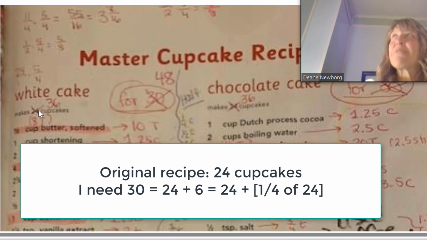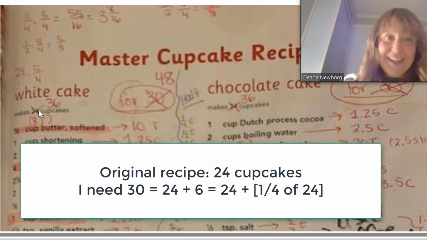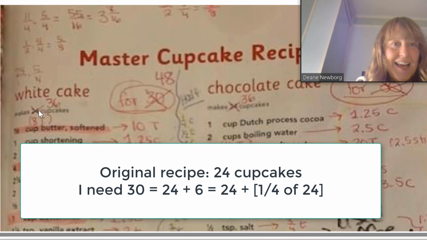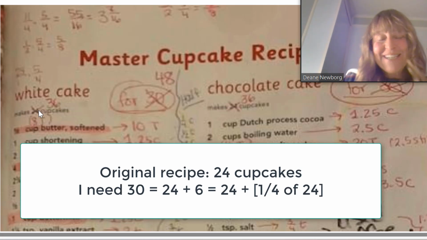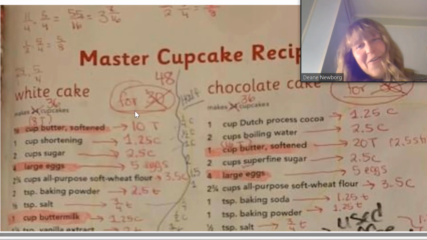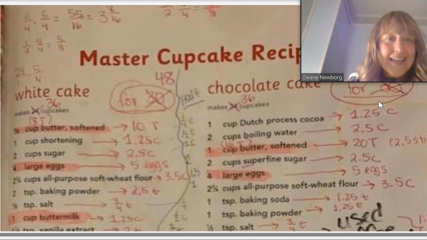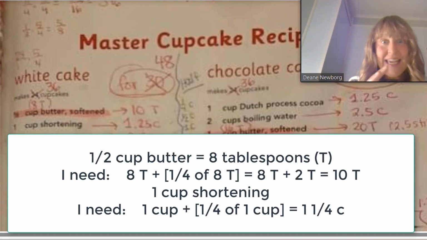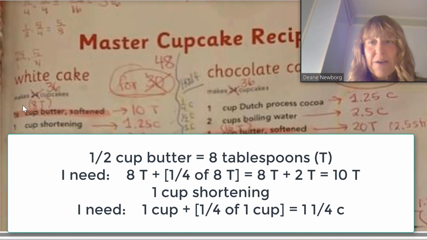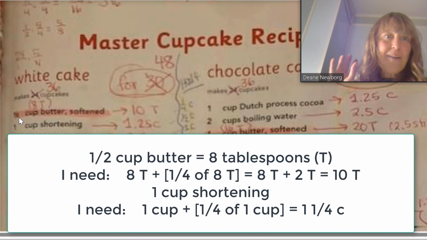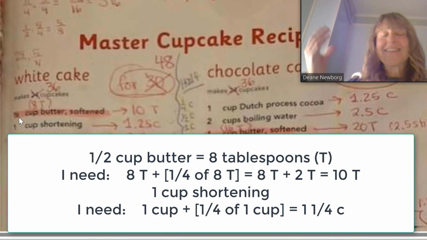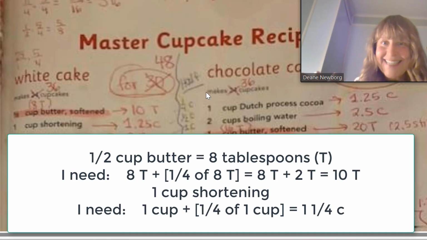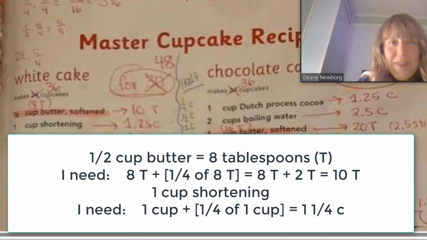So I had to think, well, okay, I need 6 extra, which is 1/4 more than the original recipe. As you can see, I have these little numbers over here, which would make 30 cupcakes. So originally it was a half a cup of butter, which is 8 tablespoons. So 1 1/4 of that is 10 tablespoons. You see all my numbers in red here were the 1 1/4.